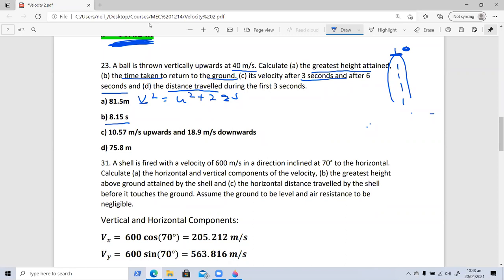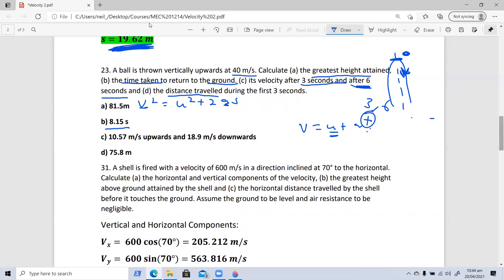For velocity after 3 seconds, we just put the time in as 3 seconds and that's the same formula, right? So v is equal to u plus at, but the initial velocity is 40, right? And then we substitute time as 3 and the 6 seconds. What's gonna happen is that after 6 seconds, we're gonna get a negative number, right? Which is gonna indicate that it's going in the opposite direction, right? Okay, good.